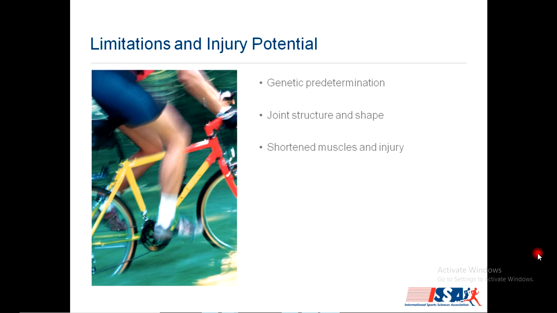Chronically shortened muscles can be the first step in a series of events leading to injury. Chronic shortening can occur from repetitive activities that have a limited range of motion, such as cycling. Over time, chronically shortened muscles can cause imbalances in the body, resulting in pain, injury, and disability.